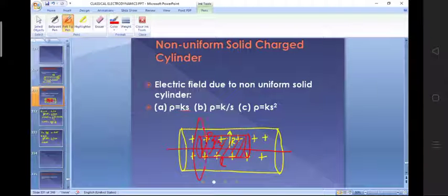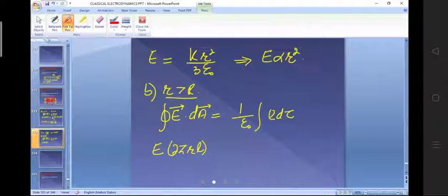So this will be the Gaussian cylinder whose radius is again equal to small r, and small r is greater than capital R, because this point of interest lies outside. But the charge will be enclosed only from small r equal to 0 to capital R. So this will be E into 2 pi r L. Then this will be equal to, in place of rho, what will we substitute? k multiplied by r. So that will be k divided by epsilon naught, then the integration of r into this.